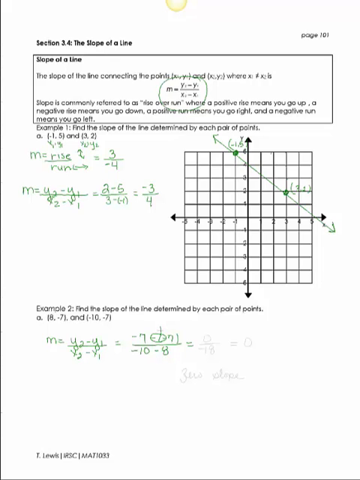Negative 7 minus negative 7, those two negatives will give us a positive. And we have negative 7 plus 7, which is 0, over our denominator, negative 10 minus 8, that's negative 18. And 0 divided by negative 18 is 0. So we have a zero slope. What this is saying is that for our rise, we're not going anywhere, but for our run, we're going left to right. So we have a horizontal line. Horizontal lines have a 0 slope.